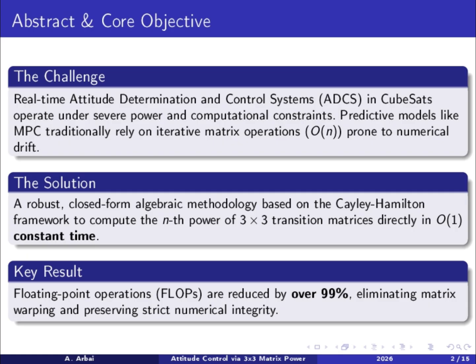Our solution is a robust, closed-form algebraic methodology based on the Cayley-Hamilton framework. This computes the nth power of a 3 times 3 transition matrix directly in O(1) constant time. The key result is a reduction of floating point operations by over 99%, completely eliminating matrix warping.